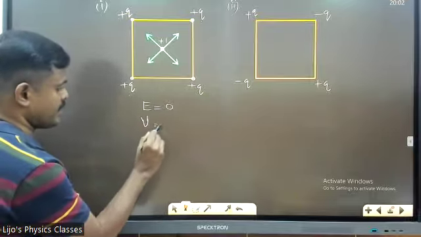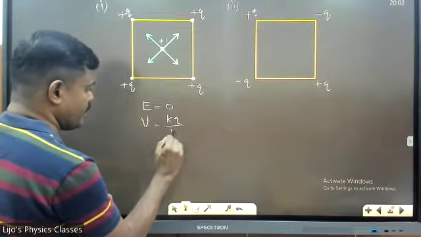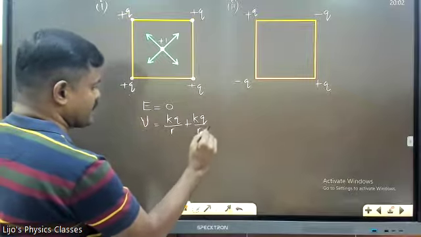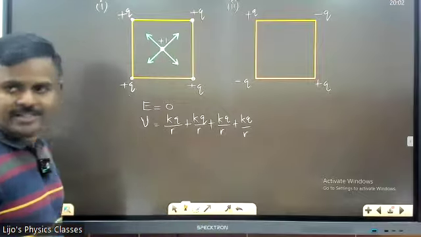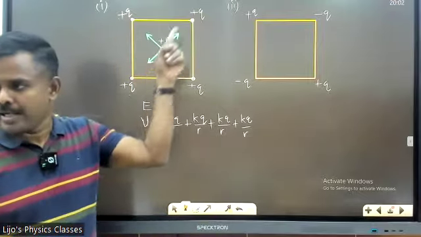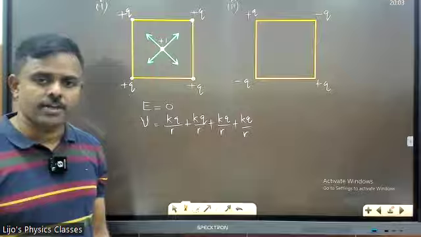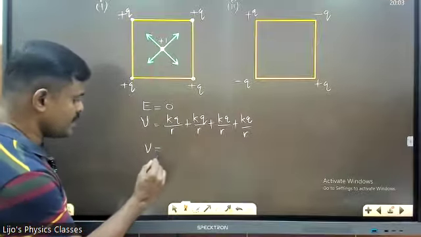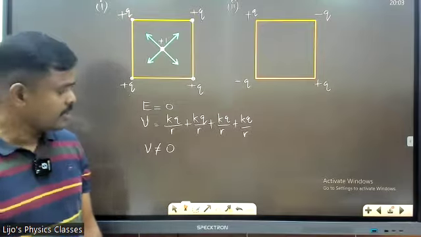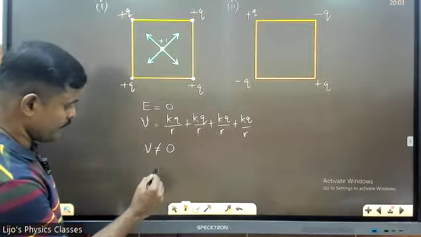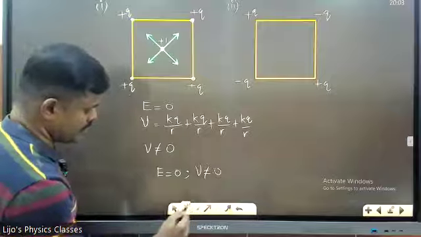Potential is what? Potential is given by the 4 charges around, right? KQ by R plus KQ by R plus KQ by R plus KQ by R. So there are 4 potentials: one given by the first one KQ by R, second one KQ by R, third one KQ by R, fourth one KQ by R. Altogether it is 4 KQ by R, which means it is not equal to 0 anyway. Correct. Potential is not equal to 0. So we have the first case. Let us rewrite it: E is equal to 0, V not equal to 0.